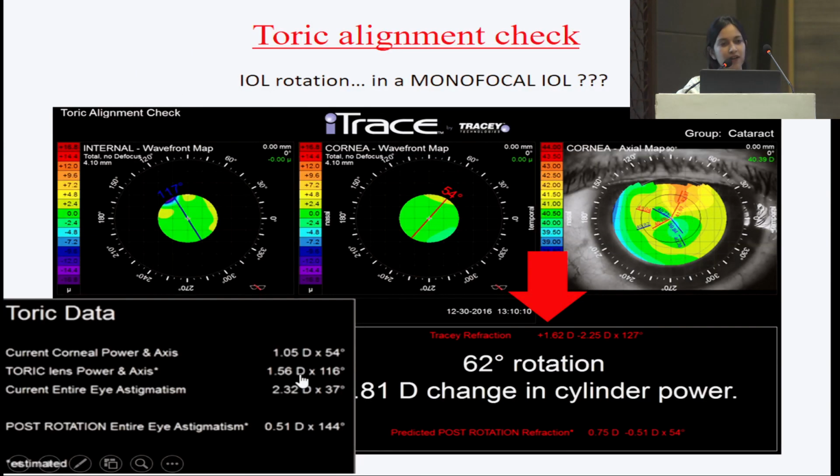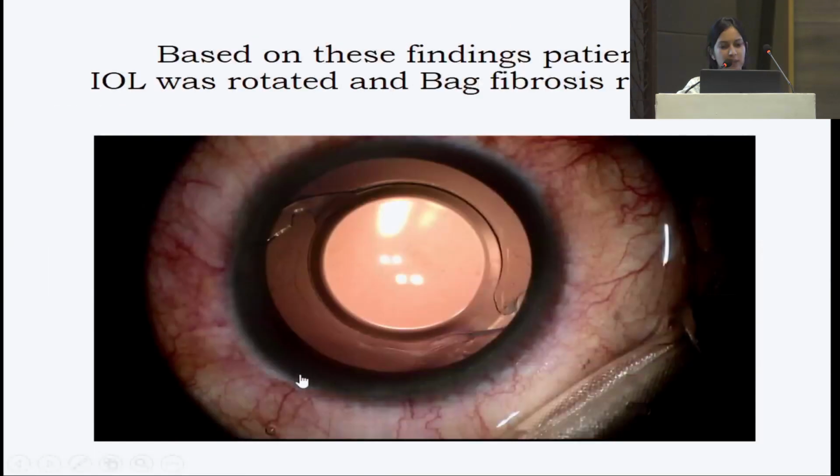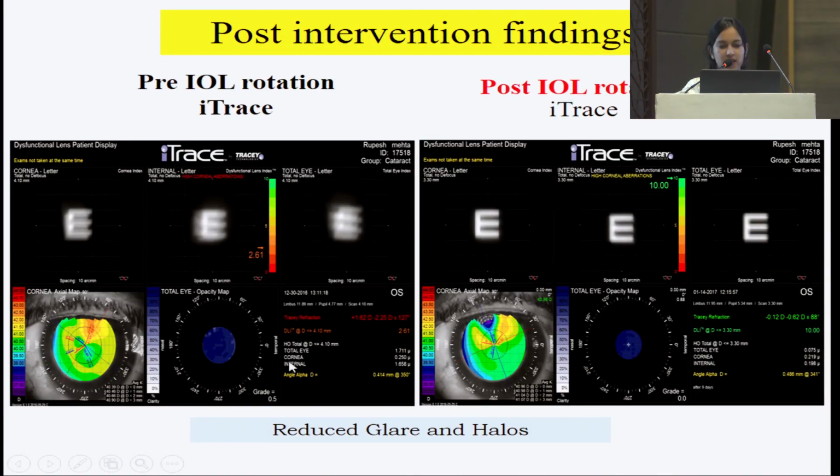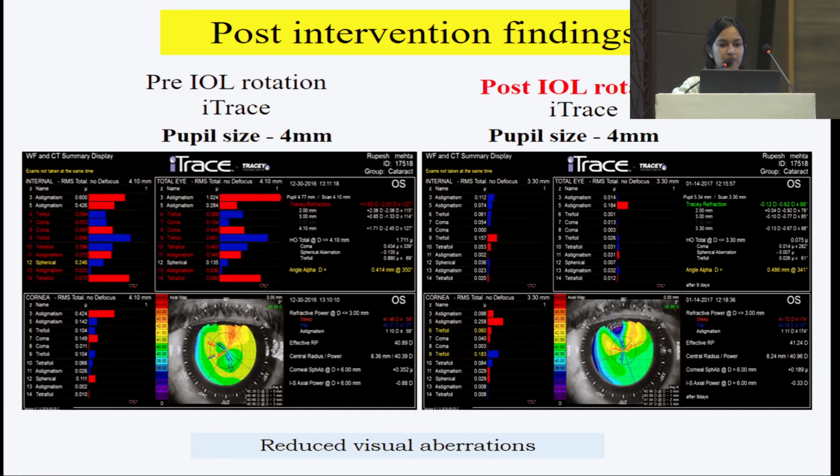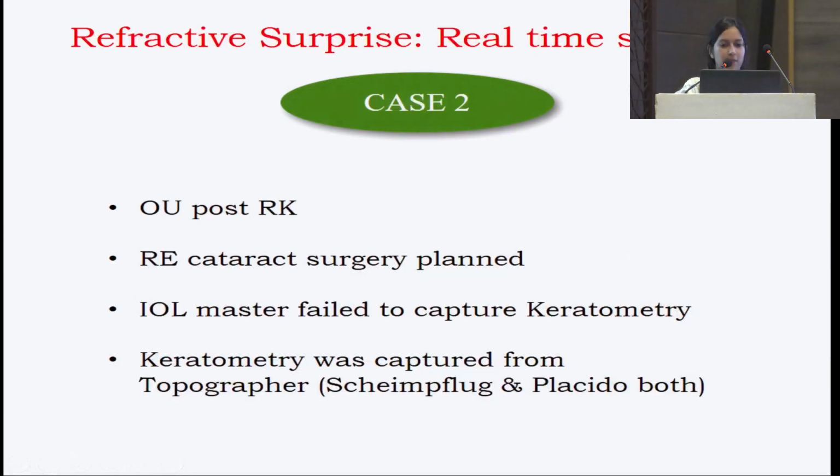All these findings help you be more confident about how you want to plan this. Capsular fibrosis was assessed on EyeTrace. When we dialed the bag, the fibrosis was released, and you can see the post-op EyeTrace and simulated vision improved significantly. Internal aberrations reduced drastically, and the patient was happy.